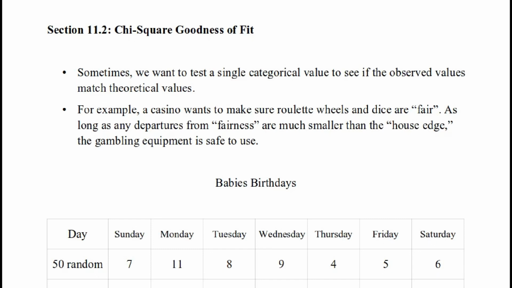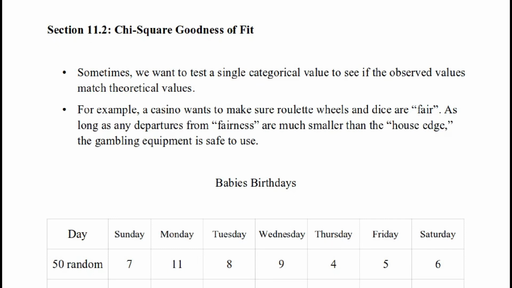Now you might ask yourself how we can do this same kind of test but with a single categorical set of values and compare that against theoretical or expected probabilities. And we can, and that's called a goodness of fit test. And there's lots of examples for this. A perfect place to start is asking whether a roulette wheel or a pair of dice are fair.